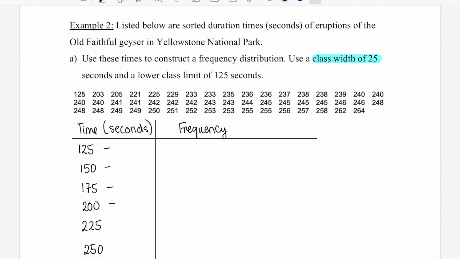Next, I am going to list out my upper class limit for each class. So to determine the upper class limit for the first class, I'm looking at the lower class limit for the second class. So this is 150, and I'm just going to determine a number that's less than 150, which is 149. To determine the upper class limit for the second class, I'm looking for the number that's less than 175, which is 174, and so on.